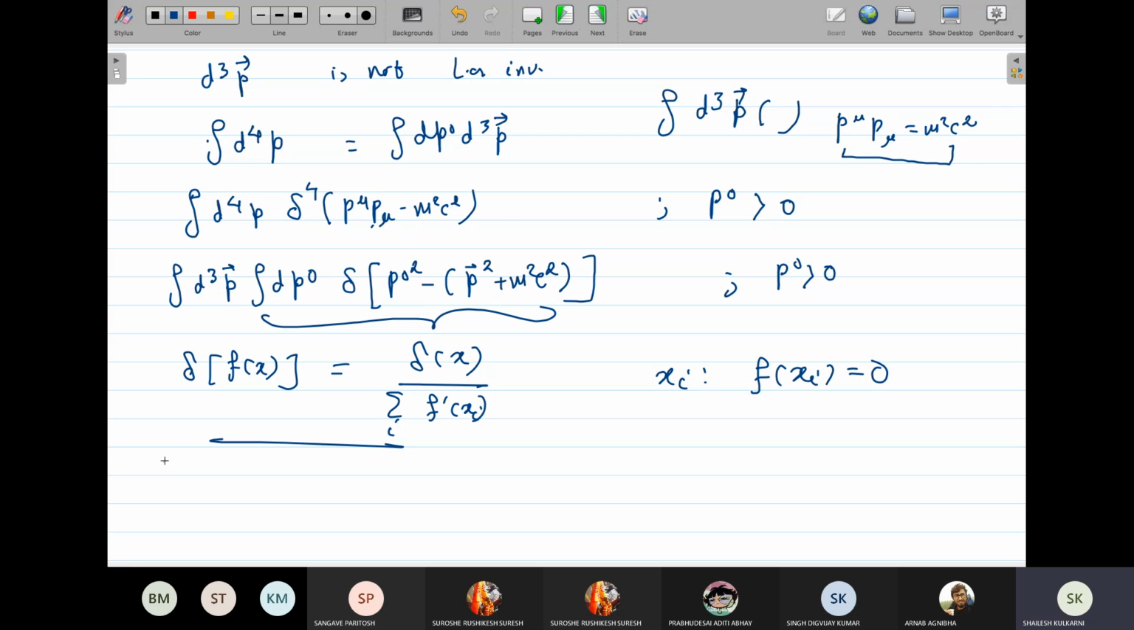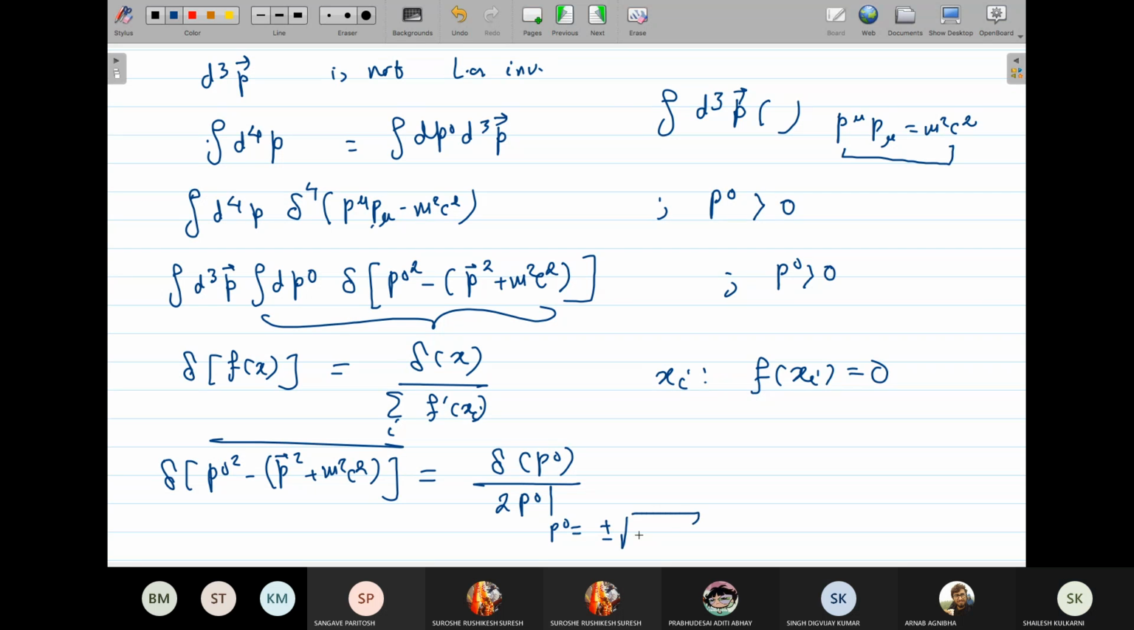So this I can write. Delta of P0 squared minus vector P squared plus m squared c squared: you think of this as a function of P0, so this will be delta of P0 divided by the derivative of this, evaluated at the zeros of this function. Zeros of this function are these, right? So it is twice P0 evaluated at P0 equal to plus or minus the square root of P squared plus m squared c squared. But the minus sign is ruled out because of this condition, so I will get only the plus sign. So this is equal to delta P0 divided by twice E. This is your energy.